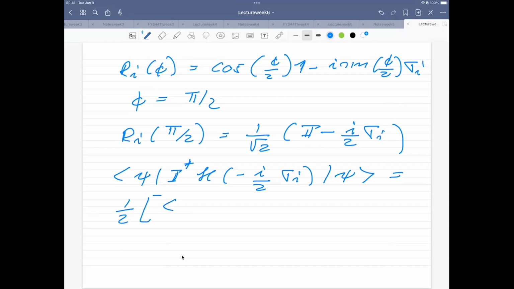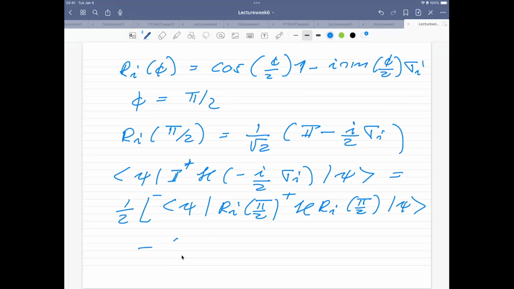This is something which I then can rewrite as 1/2. This looks like a complication, but you will see that this is something we can recognize quickly as the Hamiltonian shifted with a parameter pi half. So this is the same as psi, R_i of pi half complex conjugate times H times R_i of pi half psi, minus psi, R_i of minus pi half, and then times H times R_i of minus pi half, and multiply with psi here.